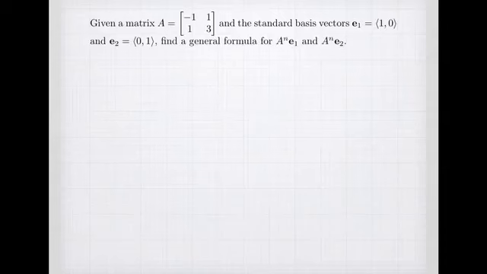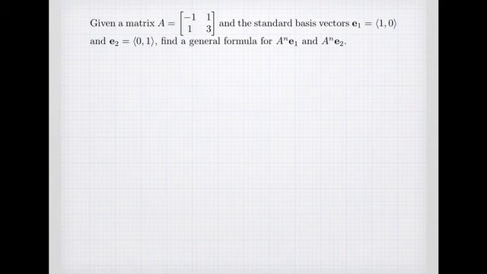Alright, so here's a problem related to eigenvectors. We're given a matrix A, [-1, 1; 1, 3], and the standard basis vectors, E1, which is (1, 0), and E2, which is (0, 1). Our goal is to find a general formula for the matrix to a power n, A^n, times each of these basis vectors, E1 and E2.